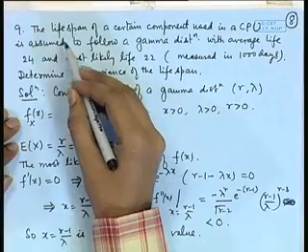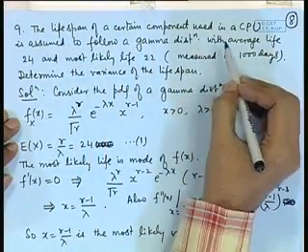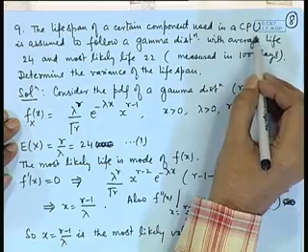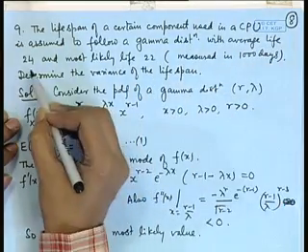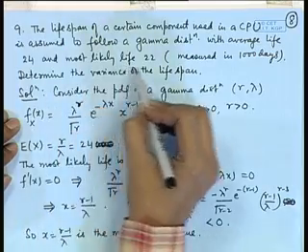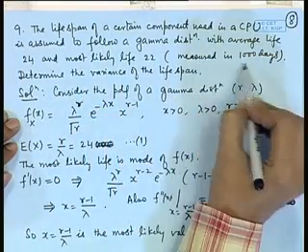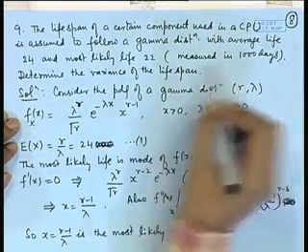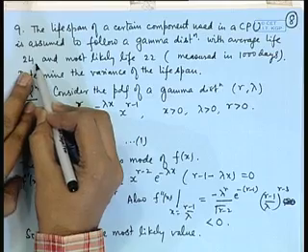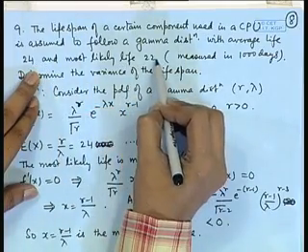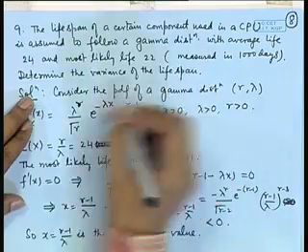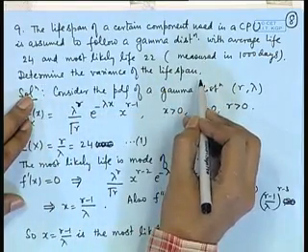Let us look at this problem. The life span of a certain component used in a CPU is assumed to follow a gamma distribution with average life 24 and most likely life 22. It is measured in 1000 days. So, that means the average life is 24,000 days and the most likely life is 22,000 days. Find the variance of the life span.